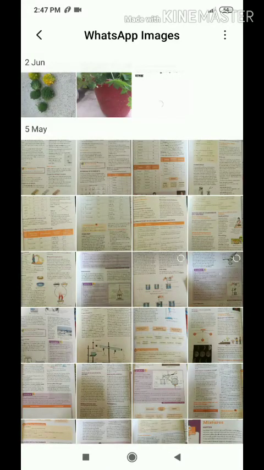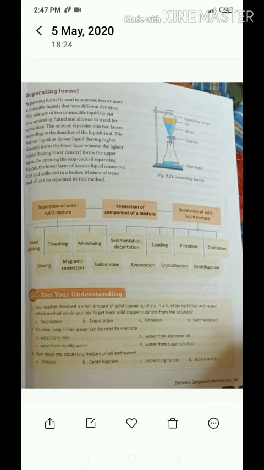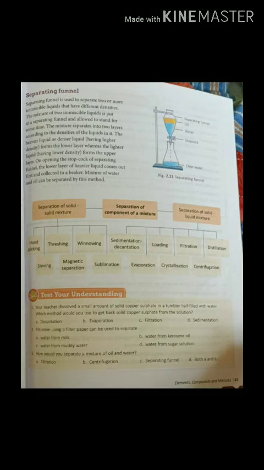What we are learning now is the separating funnel. So what happens in the separating funnel? It is used to separate two or more immiscible liquids.